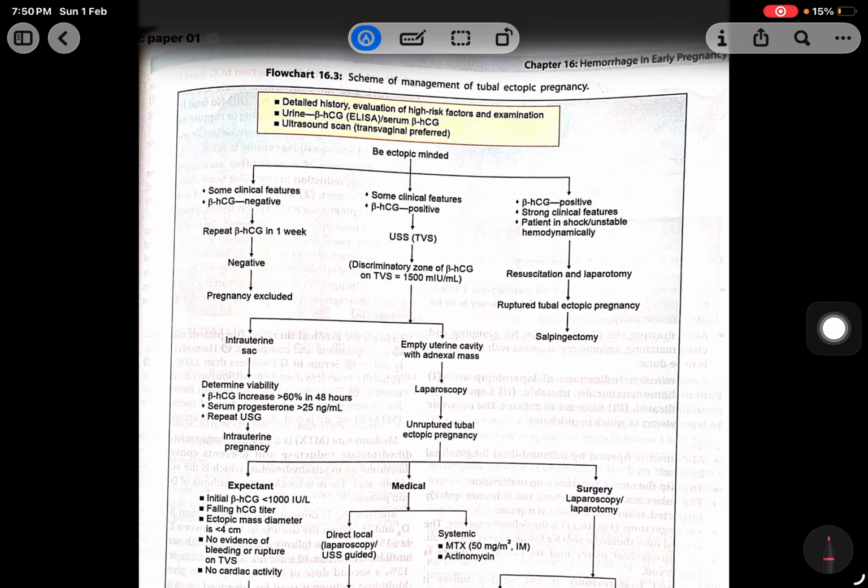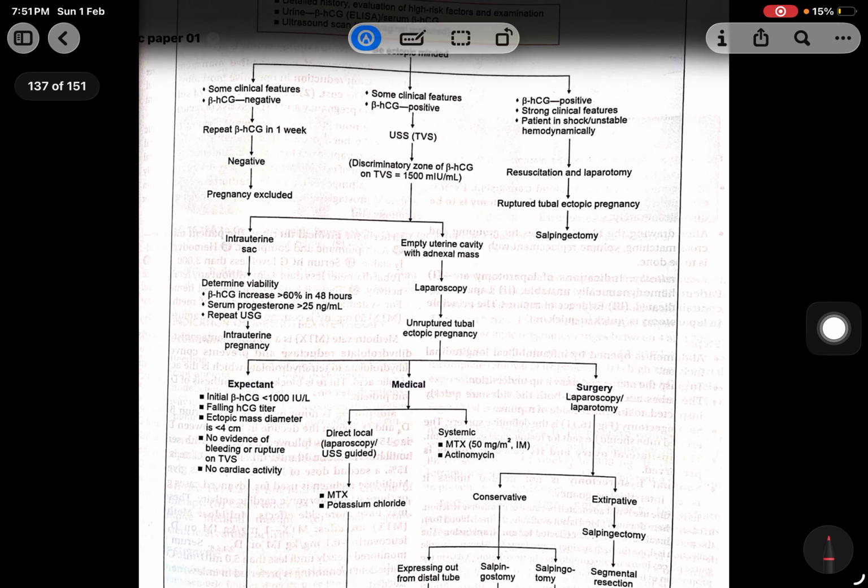Then you need to know the discriminatory zone. That is, if it's more than 1500, then you might also have a beta HCG which is elevated. So you have to check for gestational sac, whether it has any intrauterine sac and also whether any adnexal mass is present, because we are thinking about ectopic. You also have to check whether beta HCG is rising and serum progesterone is rising at the start, because these are the 2 hormones which rise in pregnancy states. So you have to think about that next.